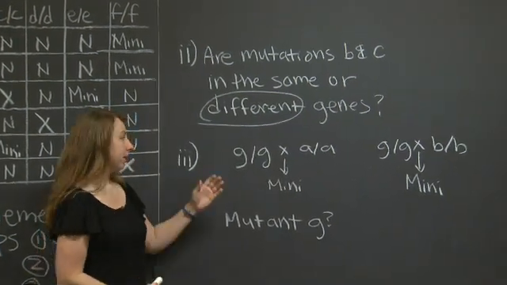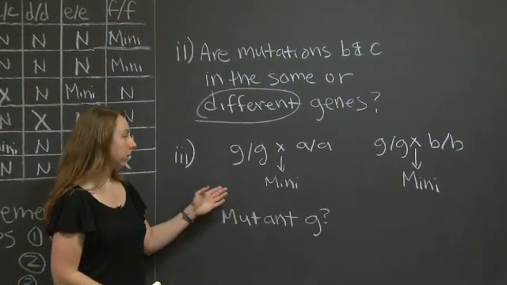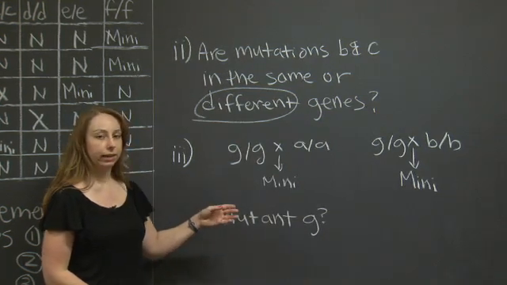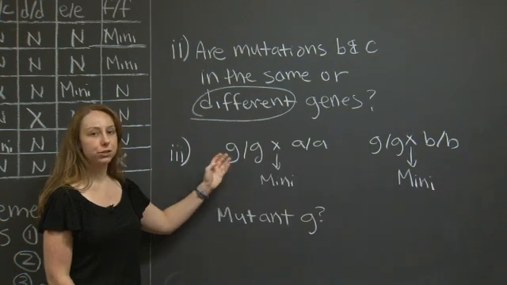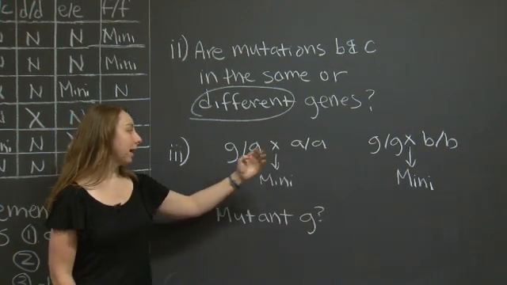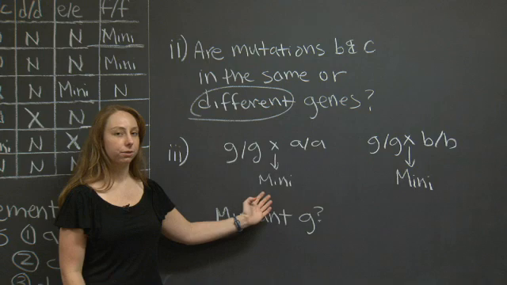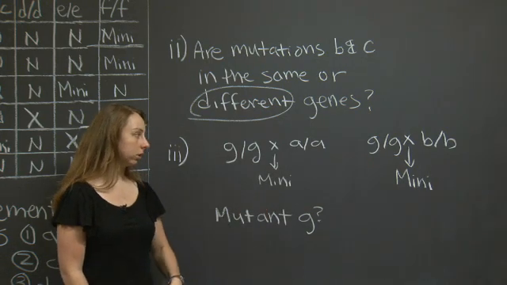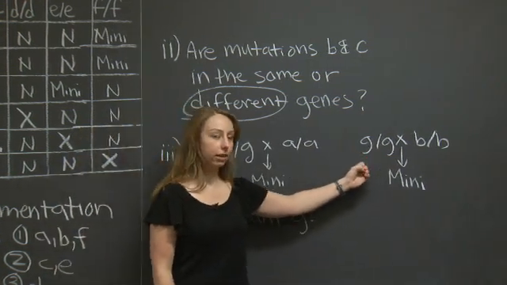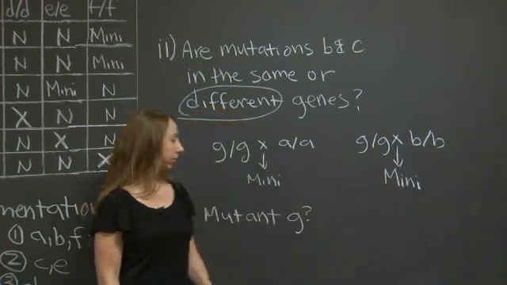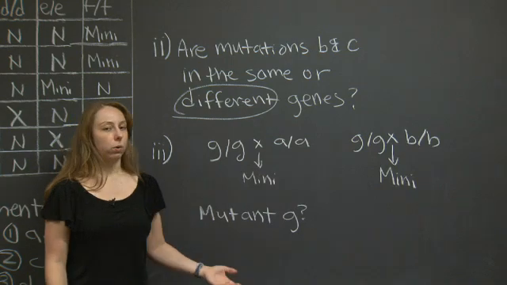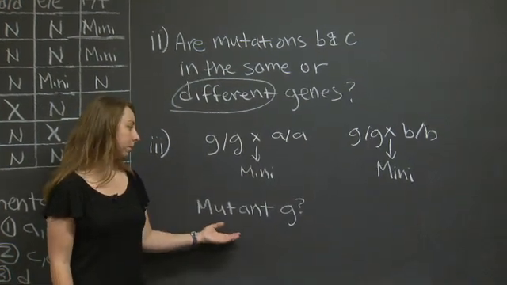All right, now in the last part of the problem, we are introduced to a new mutant fly, G. When G is crossed to A, we get a mini fly phenotype out. Also, when we cross G to B, we also get a mini fly phenotype. So the question is, what does this suggest to us about mutant G?